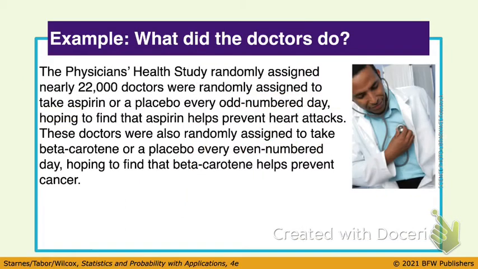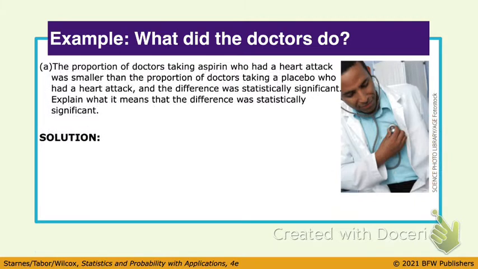So here's an example just to think about that for a second. The Physicians' Health Study randomly assigned nearly 22,000 doctors to take aspirin or a placebo every odd-numbered day, hoping to find that aspirin helps prevent heart attacks. These doctors were also randomly assigned to take beta-carotene or a placebo every even-numbered day, hoping to find that beta-carotene helps prevent cancer. Okay?